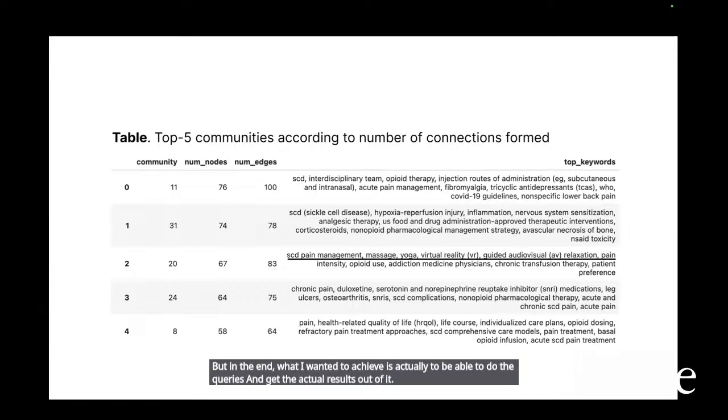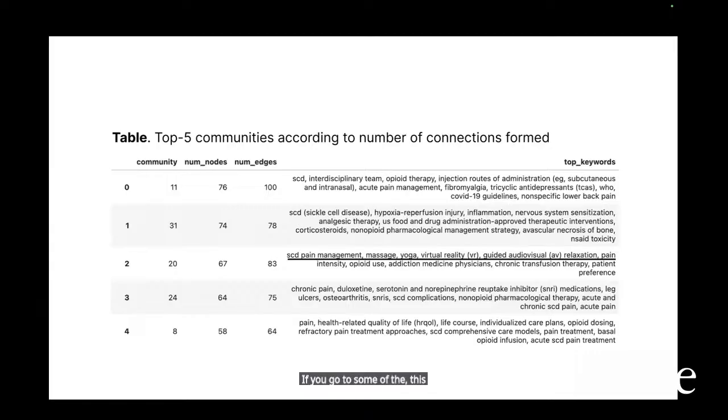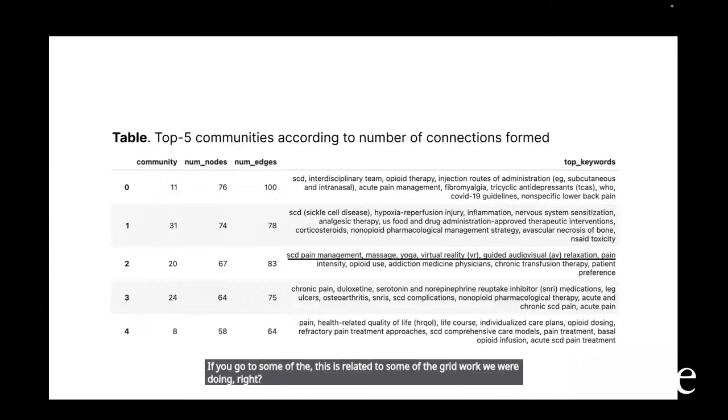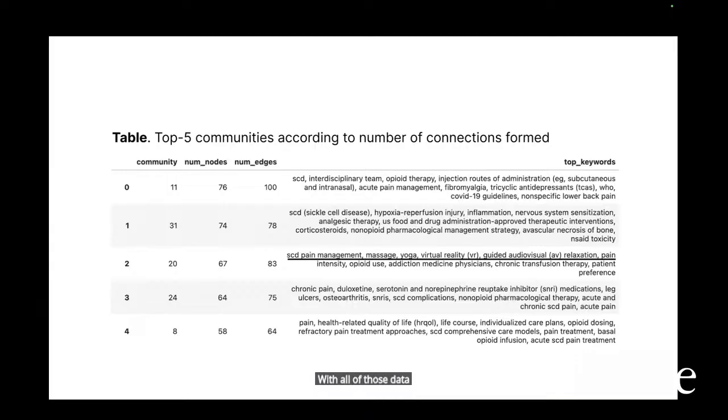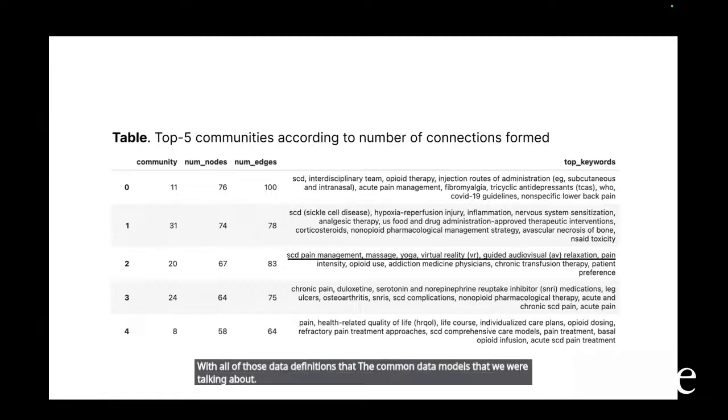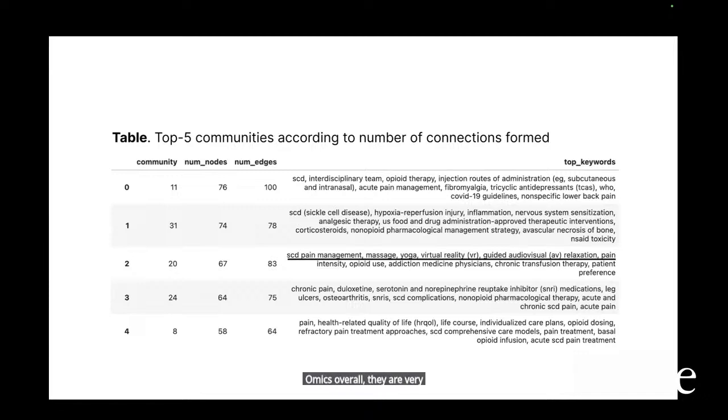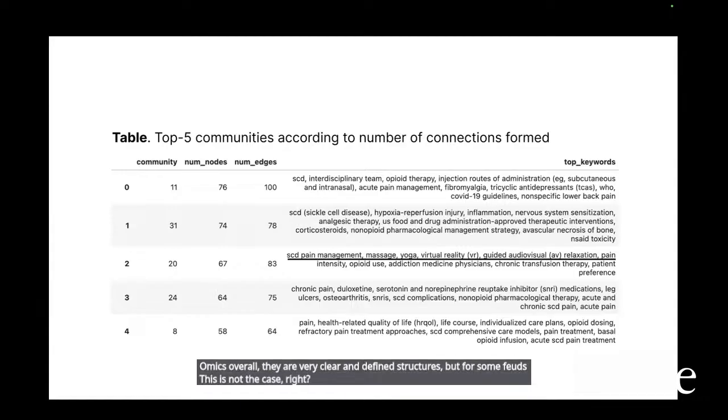Some of this is related to some of the grid work we were doing, right? With all of those data definitions, the common data models that we were talking about, they are ontologies, they are knowledge graphs, I want to say, structures that are defined and pre-existing for a few areas. So if you go to genetics, if you go to omics overall, there are very clear and defined structures, but for some fields this is not the case. There are situations where you don't have that pre-existing structure.